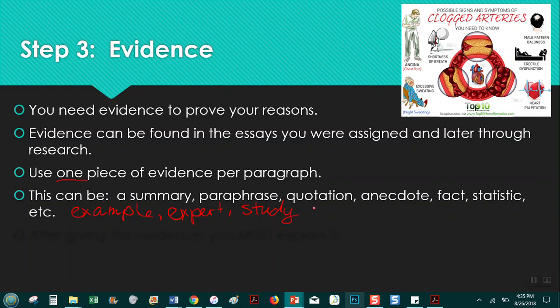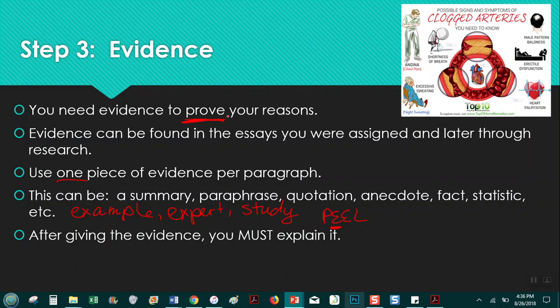Basically, these are your pieces of research, and we talked a lot before about the PEL method. This is giving evidence, and a little bit different than just for your informative essay, because you want to pick pieces of evidence that really connect to your argument, things that help to prove your reasons. And we'll talk about how to have a claim and then reasons and then use pieces of evidence. After giving evidence, you have to explain it, and then you link that evidence to your next point.